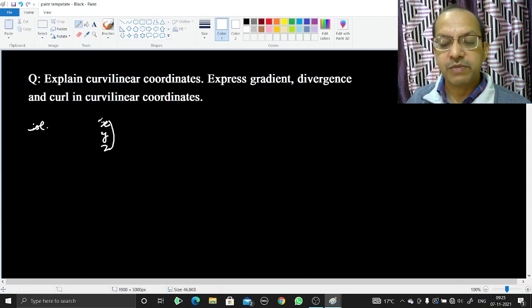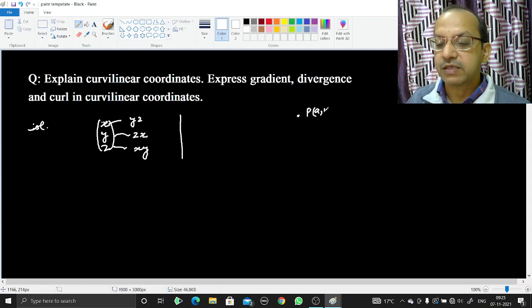What does x mean? X means it is the distance from the yz plane, and y is the distance from the zx plane, and z is the distance from the xy plane. If there is a point P and you call it A, B, C, the coordinates here are A, B, C. What does it mean? It means it is the meeting point of three planes. The planes are represented as x equal to A, y equal to B, and z equal to C.